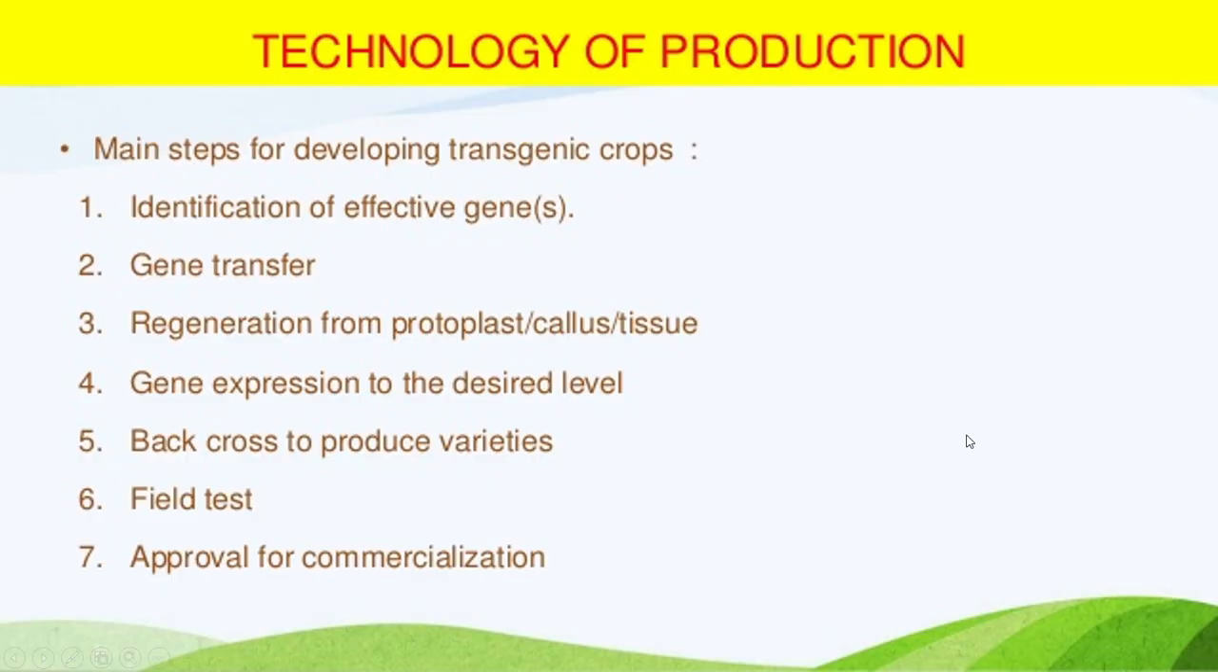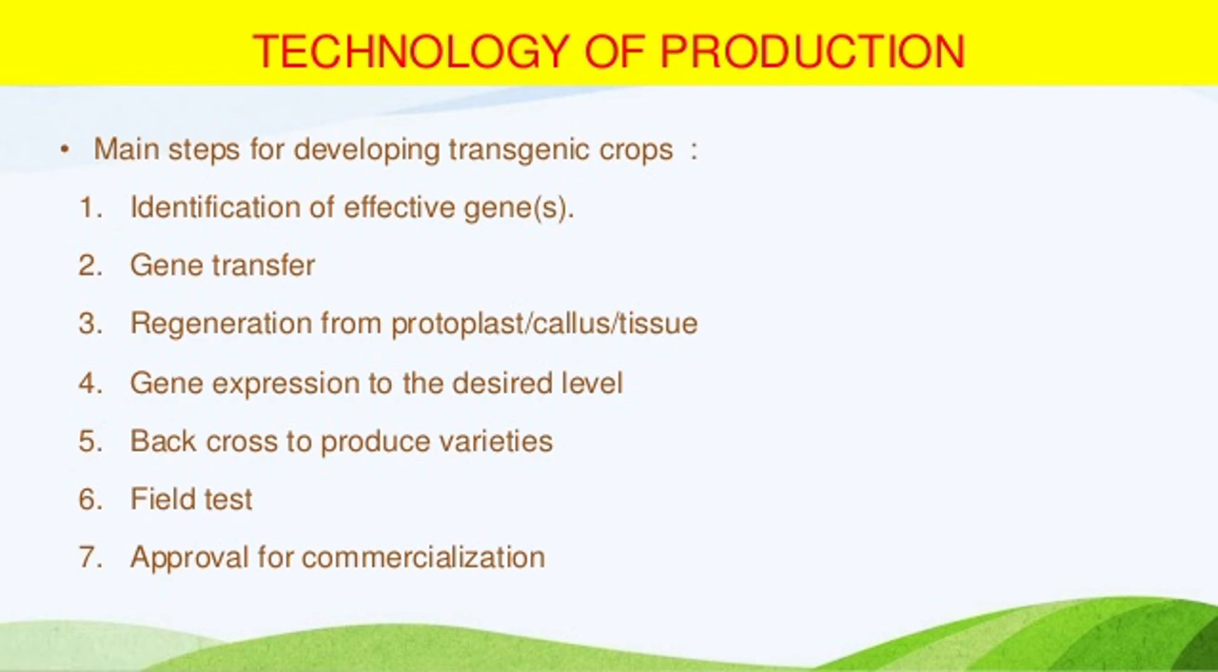So the main steps for developing insect resistant crops, which are called insect resistant transgenic crops: identification of active genes, like here we can say the crystal protein genes of Bacillus thuringiensis. Then we transfer the genes to the plants, and regenerate from protoplast, callus or tissue. Whether we use protoplast or callus, if you are using Agrobacterium, we can directly use tissues and callus.